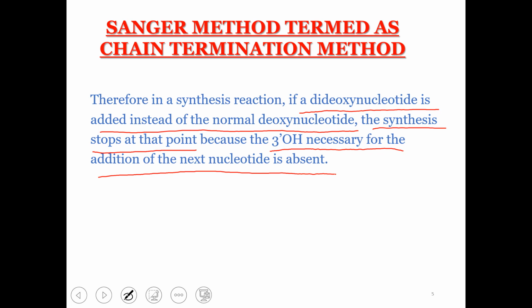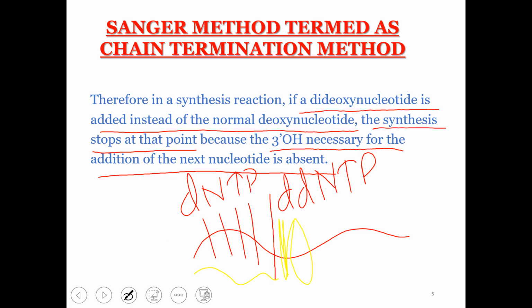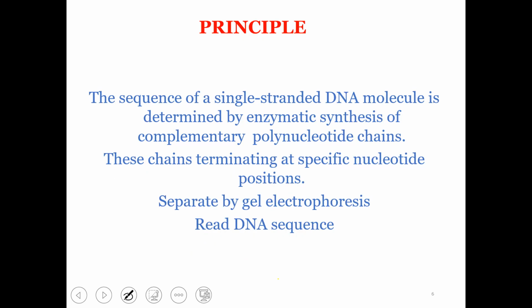For example, if this is the DNA and suppose these are the dNTPs being added, and if by any chance a ddNTP gets integrated, then the DNA synthesis reaction will stop here. So only these short fragments of the DNA can be formed. This is the basis of the Sanger method for DNA sequencing.